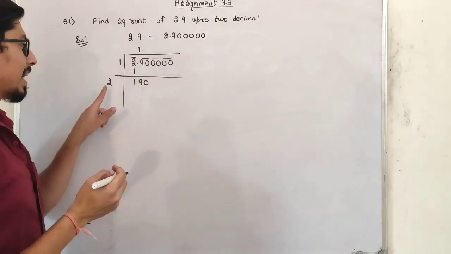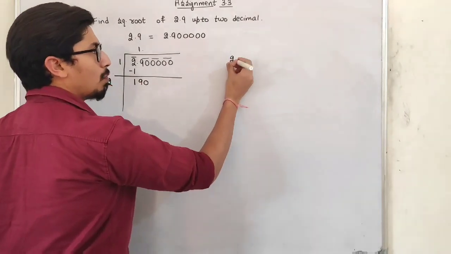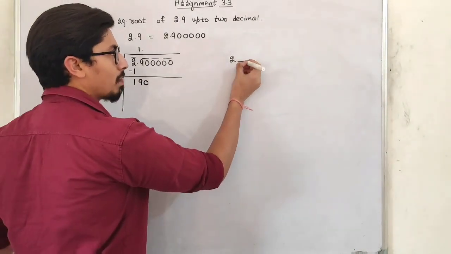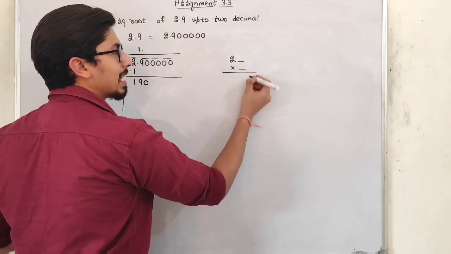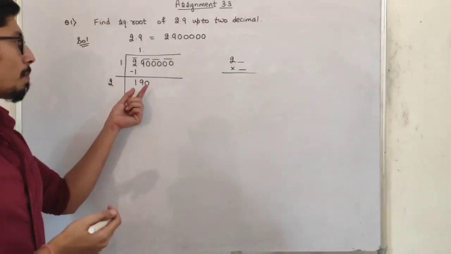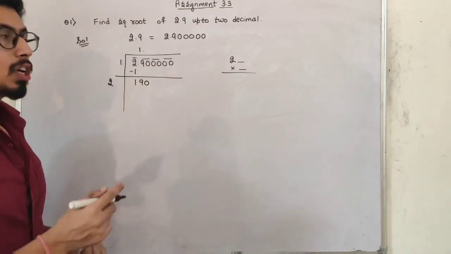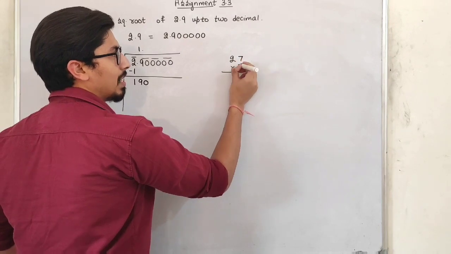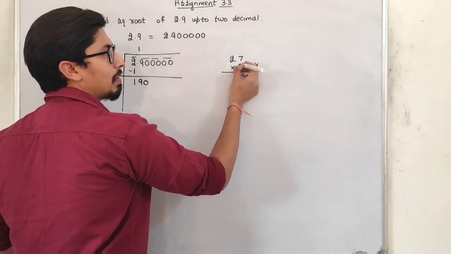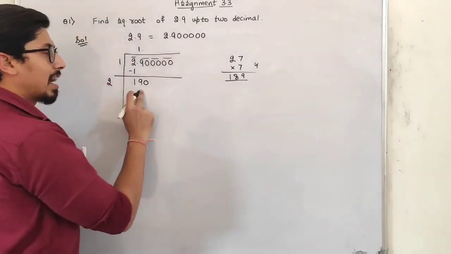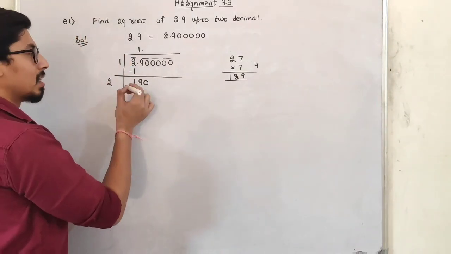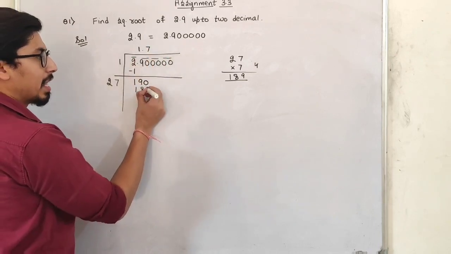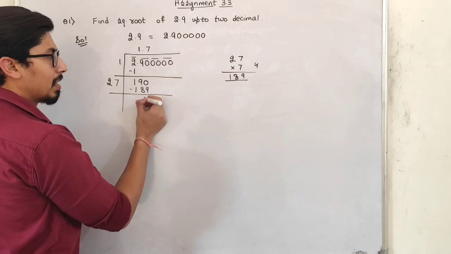Now we will take this 2 and a digit along with this 2, and multiply it by the same digit. We have to form a number near to 190. So we take 7 here. 7 into 7 is 49, 4 sevens are 28, plus 1 is 189. 189 is nearest to 190, so it will be 7 and 7. So it will be 189. If we subtract, it will be 1.